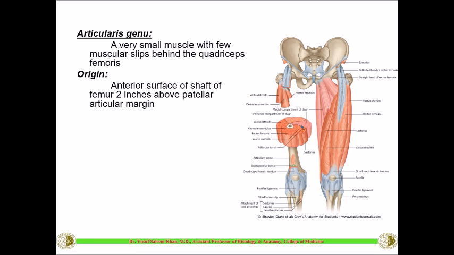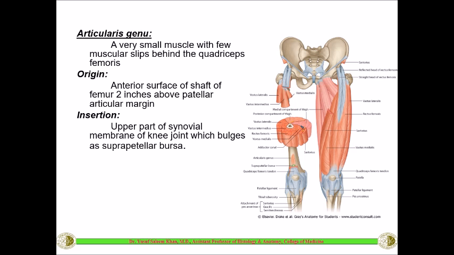So this takes origin from the anterior surface of the shaft of the femur, almost 2 inches above the patellar articular margin. Almost, if you measure from here, it will be almost 2 inches above the patellar articular margin. The insertion of this articularis genu is into the upper part of the synovial membrane of the knee joint, which bulges as the suprapatellar bursa. If you see here, this is the knee joint, and there will be a small bursa here, a bursa which will be communicating with the knee joint.